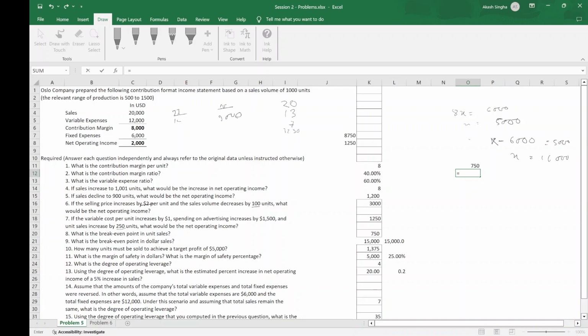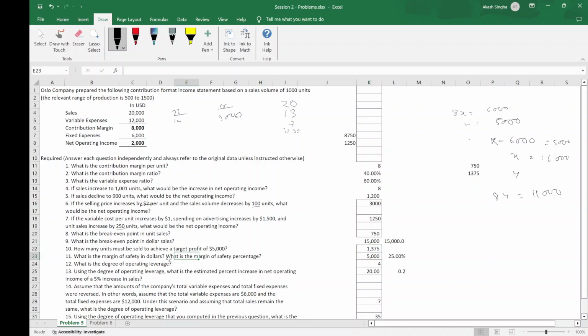So when X will be 11,000, if per unit it's 8 rupees, let's say Y units we need. So 8 into Y should be 11,000. So the total should be 11,000 by 8. So 1375. Yeah, it's 1375.